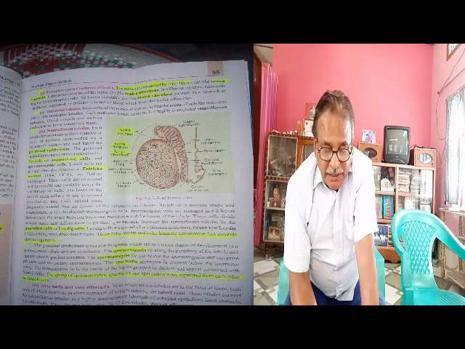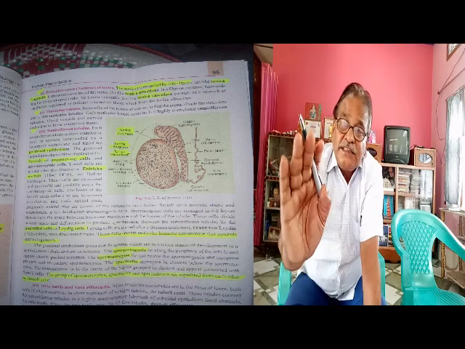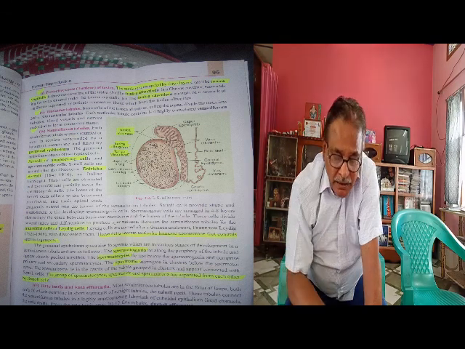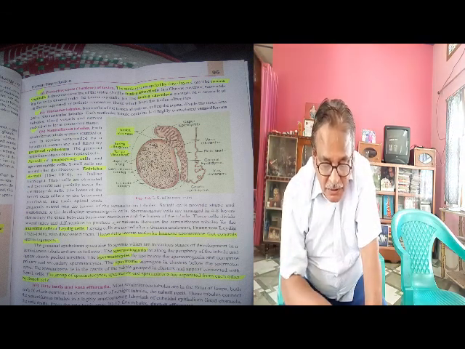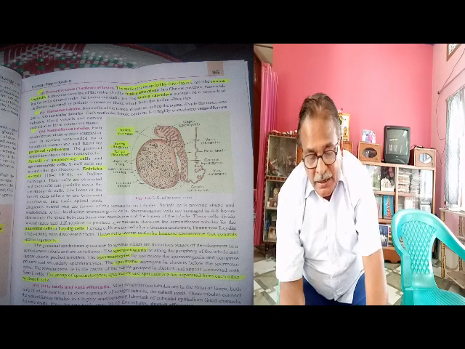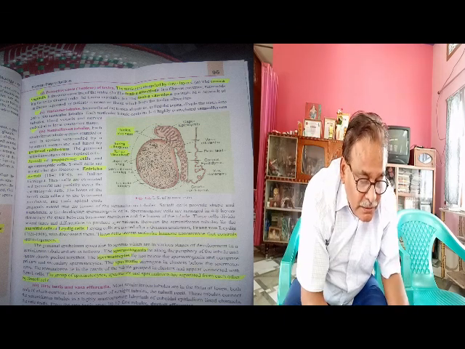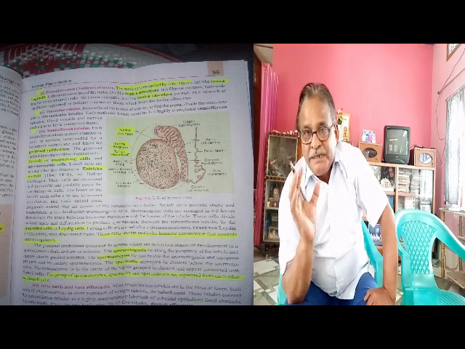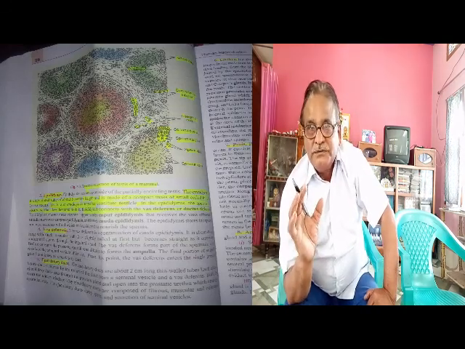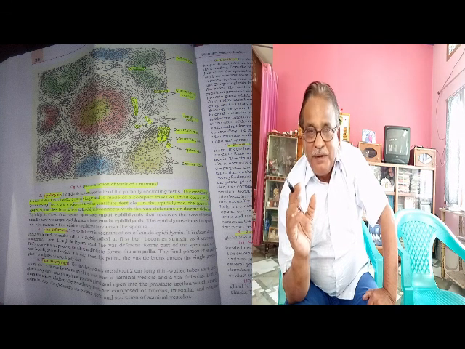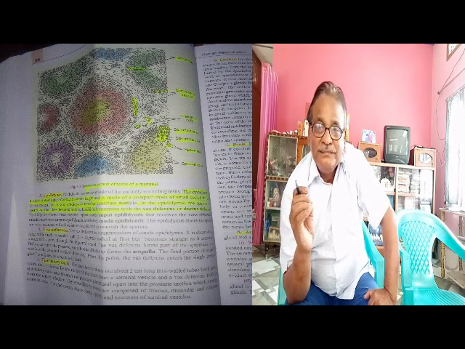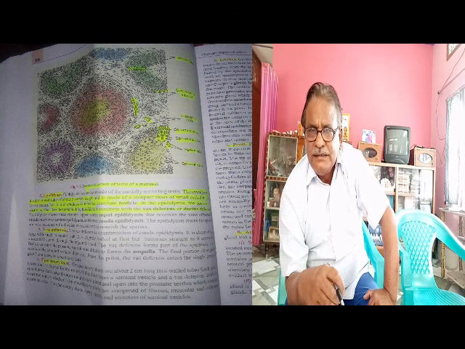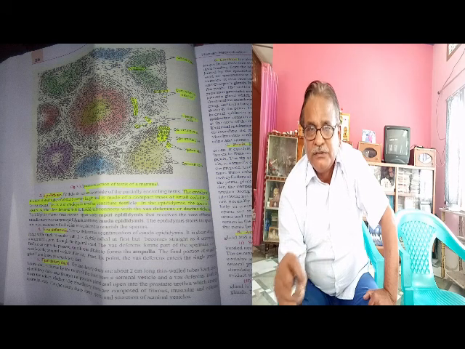Very simply, let us see the accessory sex glands. Three accessory sex glands are always present in the male reproductive system. Number 1, seminal vesicle. Number 2, prostate gland, and number 3, bulbourethral glands, or Cowper's gland. All have a specific structure and specific functions. Today time is over, and later we shall see the basic structure of all these three glands and their basic functions.